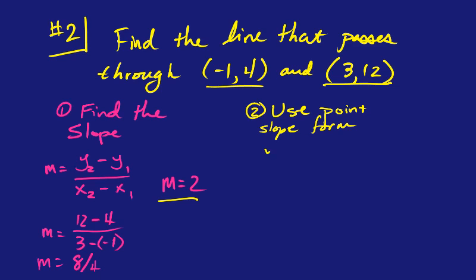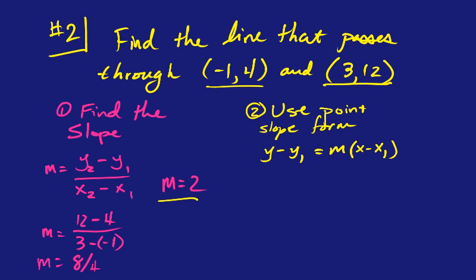So remember, point slope form is y minus y1 equals m times x minus x1. And I know you're probably thinking, which point should I use? Because you can't use both. And the answer is you can use whichever point you want because they're both on the same line. So just pick a point, whichever one seems easiest to you, and then go from there.